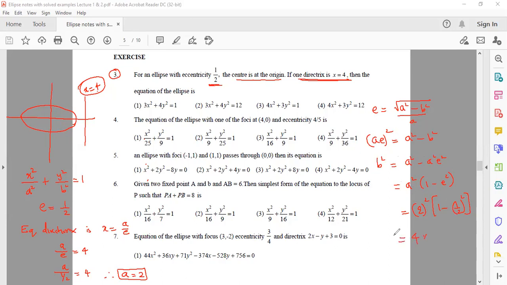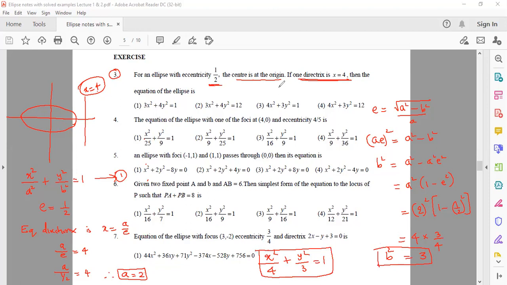So 4 into 3 by 4. So you'll get b square as 3. So a square is 4 and b square is 3. So now you can replace it in equation 1 and get the equation. x square upon 4 plus y square upon 3 equal to 1 is your answer. So take LCM, you'll get the corresponding answer.